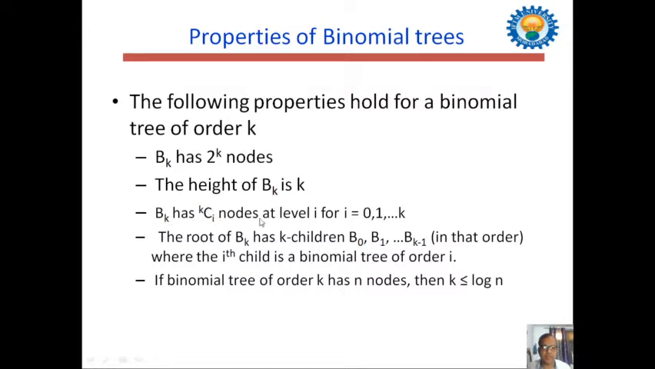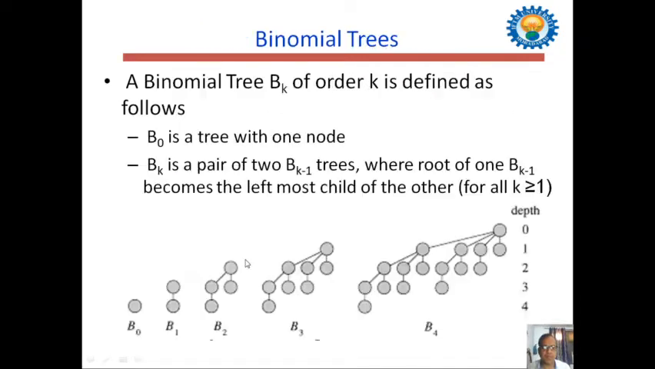Bk has kCi nodes at level i, for i equal to 0, 1, 2 up to k. This property can be seen with the help of this. Suppose in B4 at level 1, what is kCi? What is k here? 4. 4Ci, where i is the level. 4C1 means factorial 4 upon factorial 1 into factorial 4 minus 1, that is 4. So you can see that there are 1, 2, 3, 4 nodes at level 1.